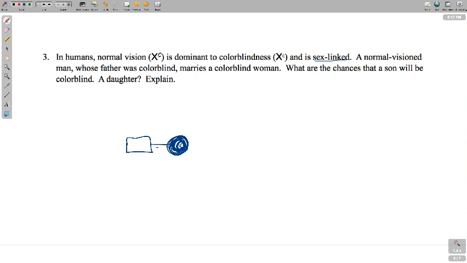What are the chances that a son will be colorblind? What about a daughter? So what are the chances of their son? What are the chances of their daughter?